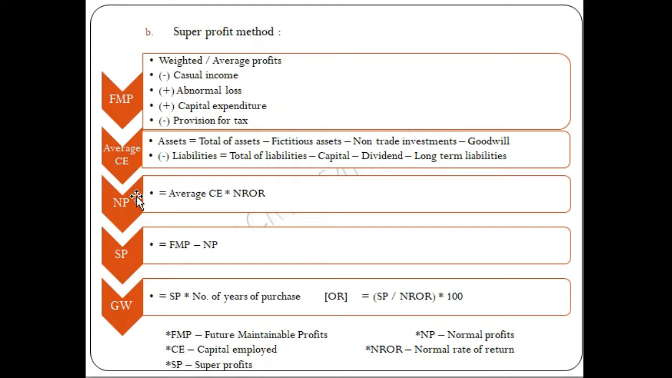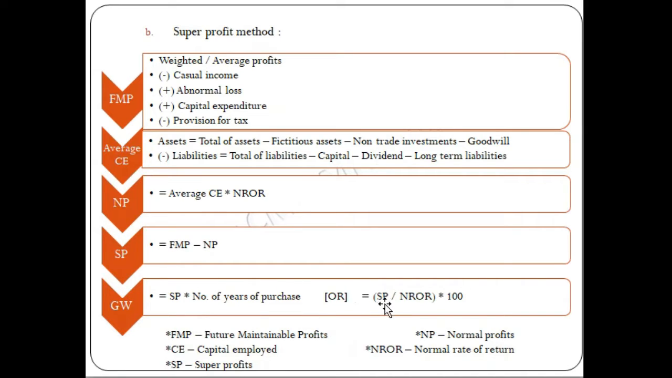Then calculate normal profit. What is normal profit? Average capital employed into normal rate of return. Again, this will be mentioned in the question. After arriving at normal profit, arrive at super profit, which is future maintainable profits, FMP, minus the normal profit that is calculated above. That is super profit. Using the super profit figure, we will calculate goodwill. Goodwill is equal to super profit into number of years of purchase, the information of which will be mentioned in the question.